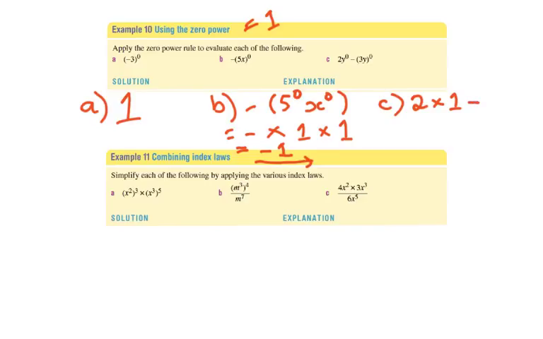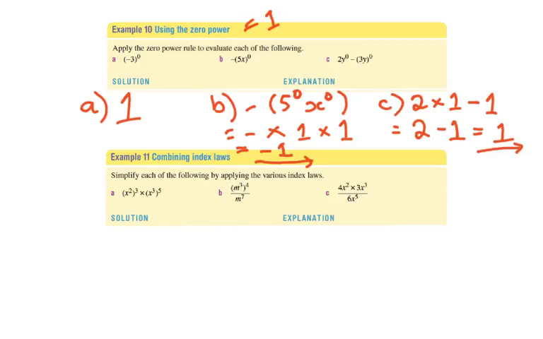So it now becomes 2 times 1, because anything to the power of 0 is 1. Subtract 3 to the y, which is in brackets, to the power of 0. So that would be 1, because anything to the power of 0 is 1. Follow your BIMDAS, multiplication before subtraction. 2 times 1 is 2. Subtract 1 gets me 1. So my final answer is 1.